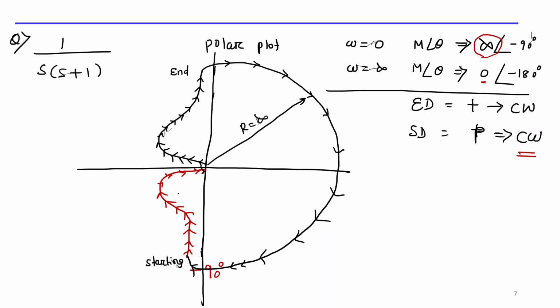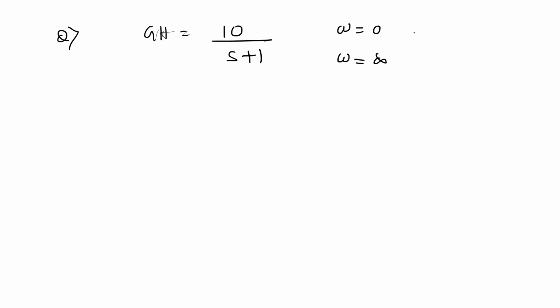Let me give another 2 questions, otherwise it will not be clear. Let me give this question. You can do it on pen and paper. This is a very simple question. I am just asking you to draw the Nyquist plot. So what do you do? First, you draw the polar plot. How to draw the polar plot? You just take omega equal to 0 and omega equal to infinity. What is the magnitude and what is the angle? You find out. This is a simple calculation.